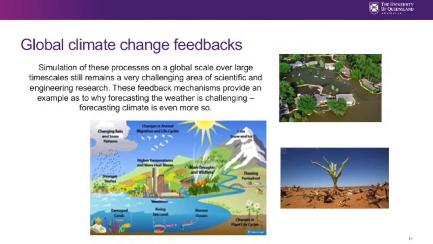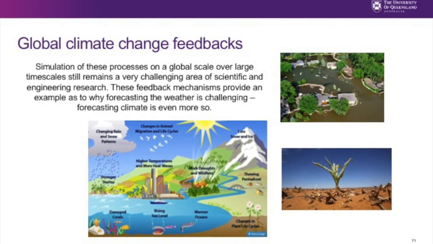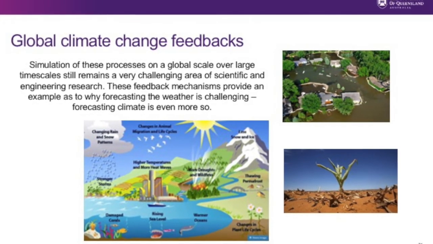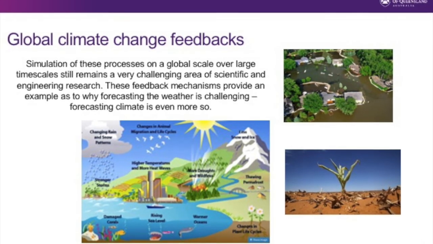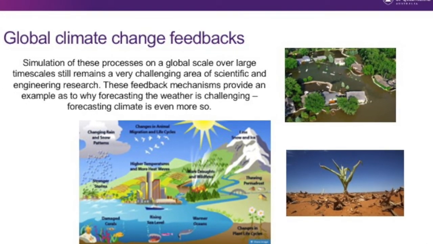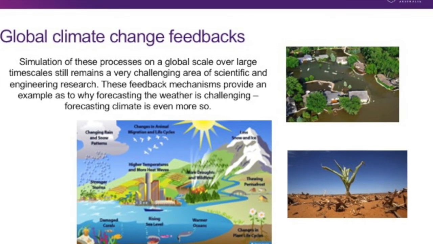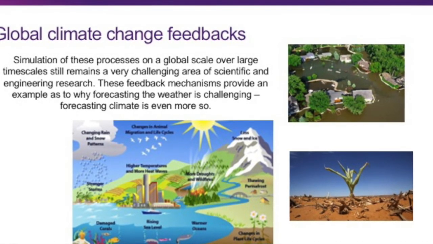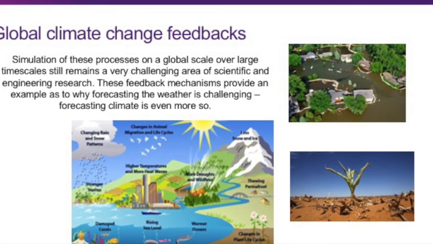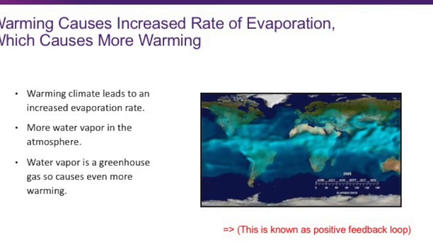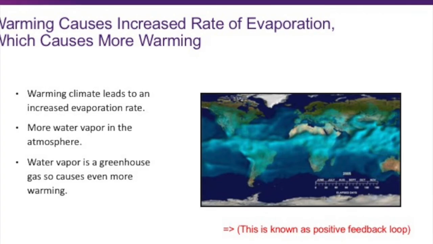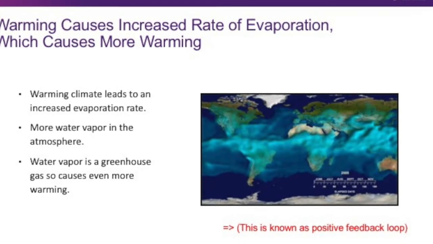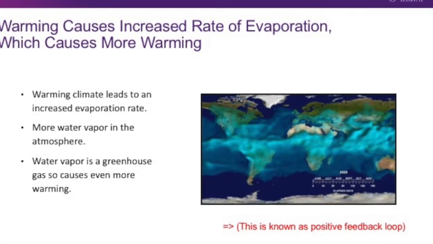scientists. And so simulation of these processes on a global scale over large time scales still remains a very challenging area of scientific and engineering research. These feedback mechanisms provide an example as to why forecasting the weather is challenging. So we have here another example, and the example is about what happens with only looking at the evaporation rate.